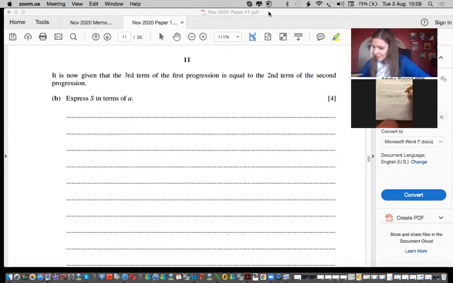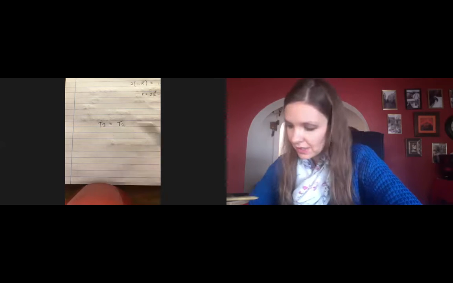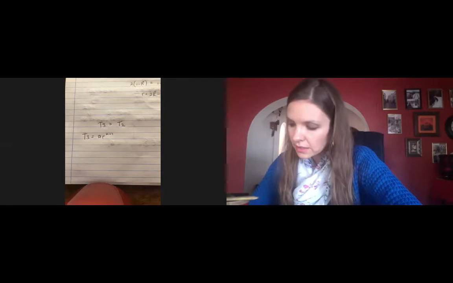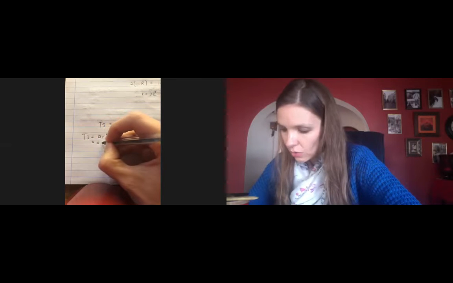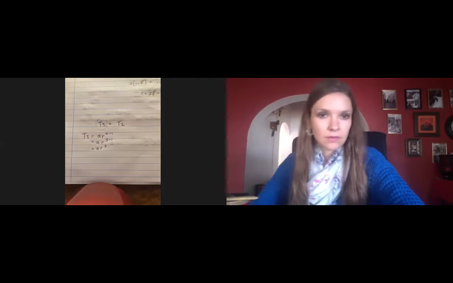Okay, let me just quickly see what I've written down here. So term 3 of the first progression is going to look like this. T3, I'm going to use this formula now. On the formula sheet, you get this. And I'm going to sub in, A was A and R was R, but now I have my number of terms is 3. So I'm just going to write this down for this side.